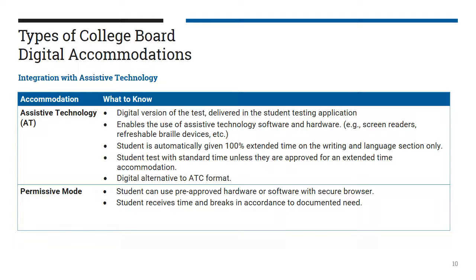Like the ATC format accommodation, it must be given with 100% extended time on the writing and language section and standard time for all other sections unless approved for extended time. The permissive mode is a test setting that is applicable for students who use any pre-approved hardware or software with a secure browser. It is automatically set for students with the AT accommodations as mentioned above. Student receives time and breaks in accordance to documented need.